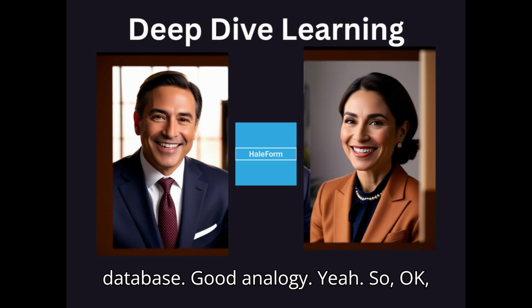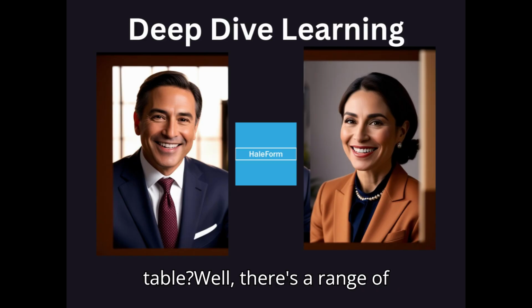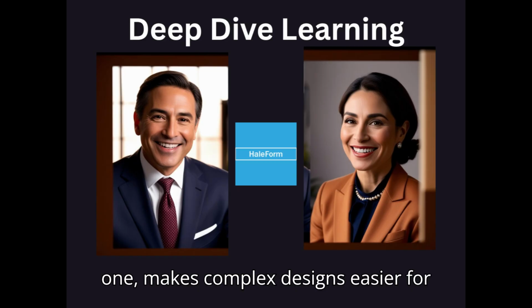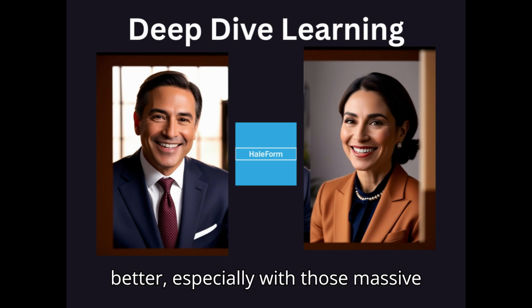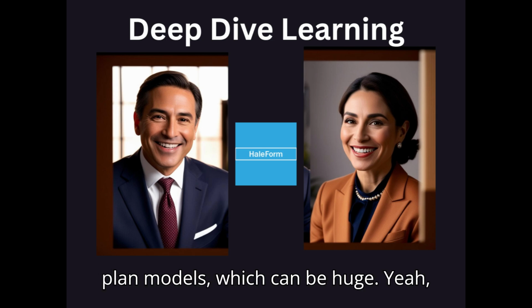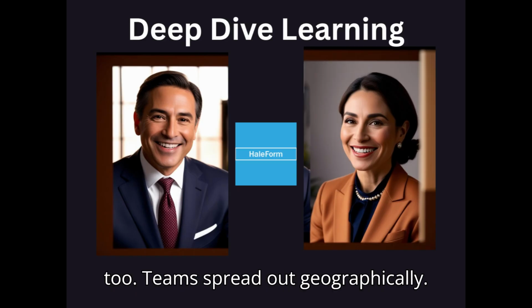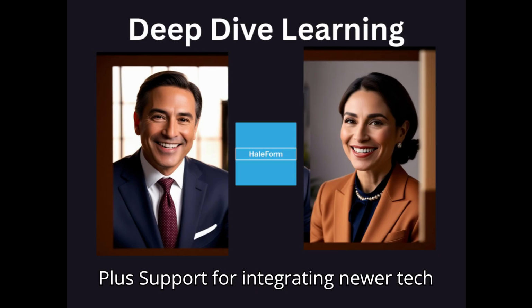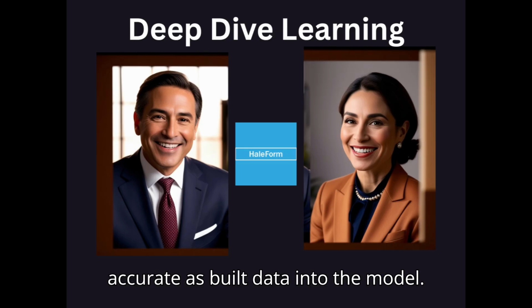Good analogy, yeah. So, beyond the data and the rules, what else do these modern systems bring to the table? Well, there's a range of enhancements. Better visualization, for one, makes complex designs easier for teams to grasp. Performance is generally better, especially with those massive plant models. Which can be huge, yeah. Huge. And better collaboration tools, too. Teams spread out geographically can work together more effectively. Plus, support for integrating newer tech, like laser scans, getting that super accurate as-built data into the model.